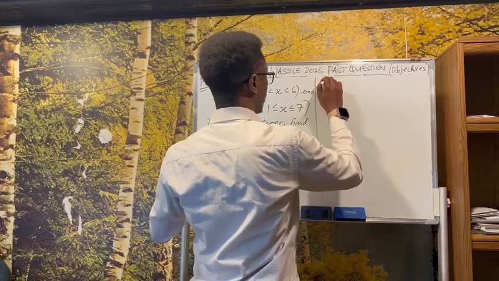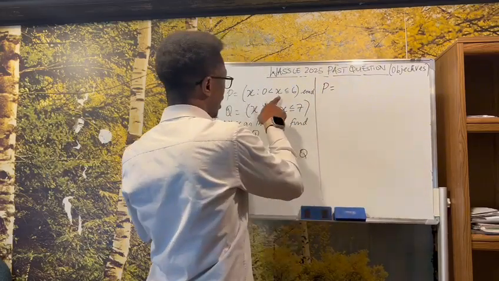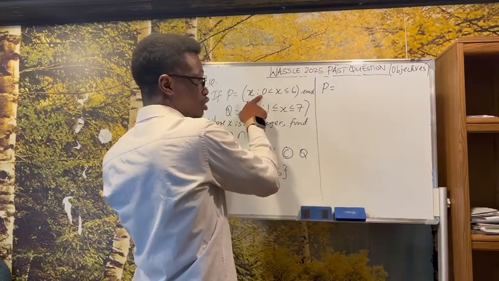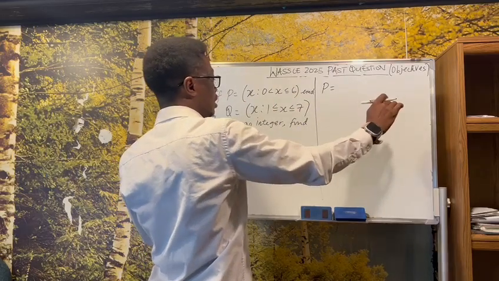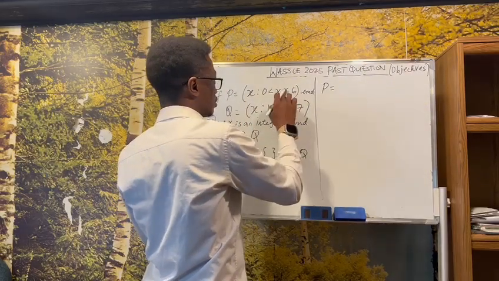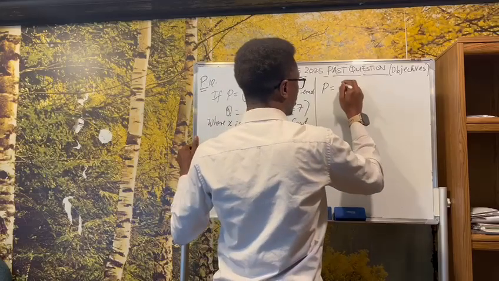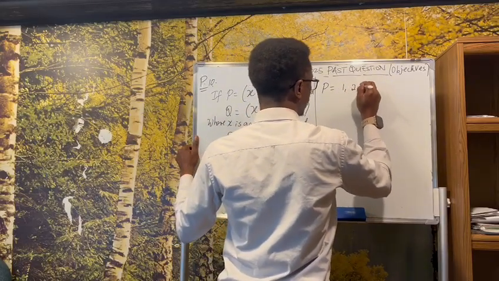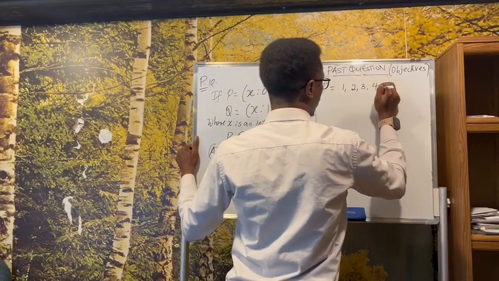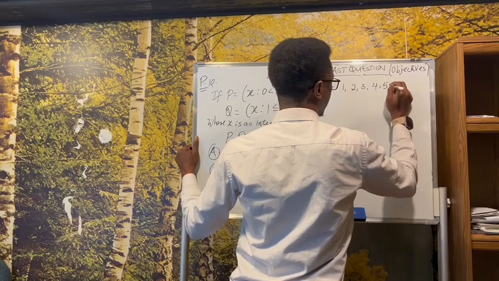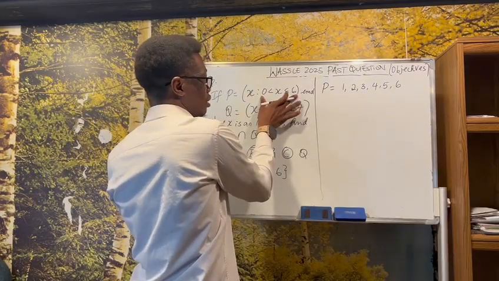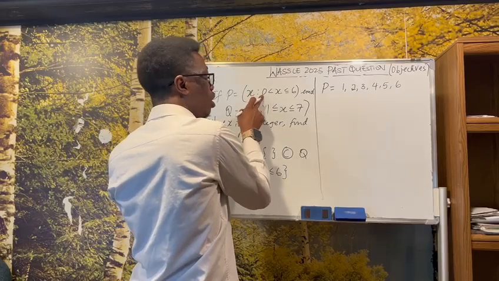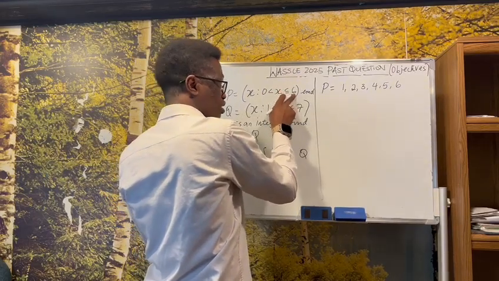For P, we are told x is greater than 0 but less than or equal to 6. So let's find all the elements under P. That means we have 1, 2, 3, 4, 5, 6. That's the interpretation of this: x is greater than 0, but less than or equal to 6.